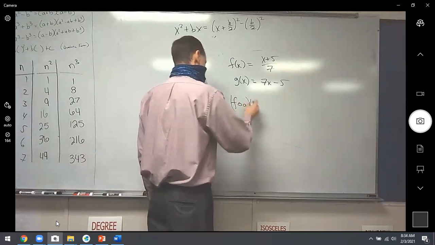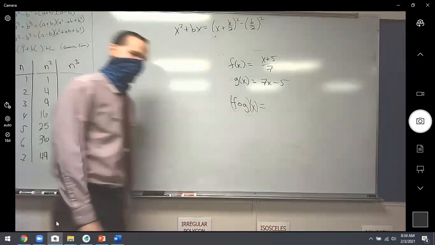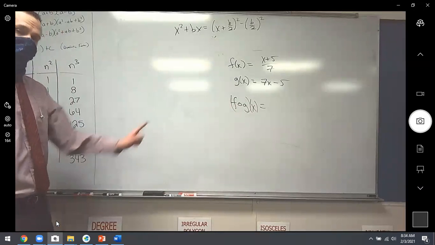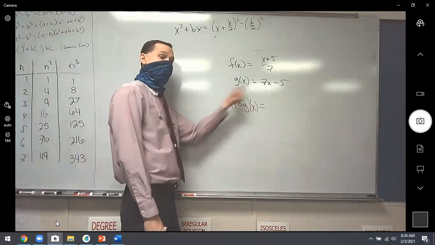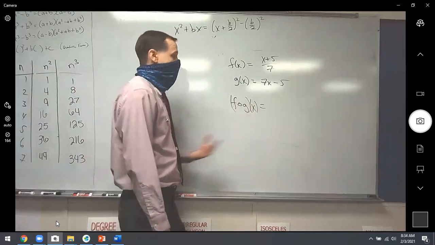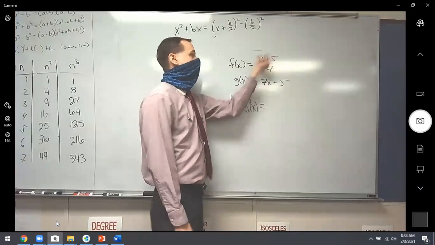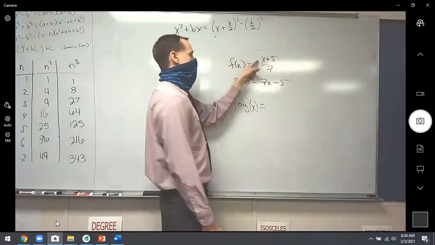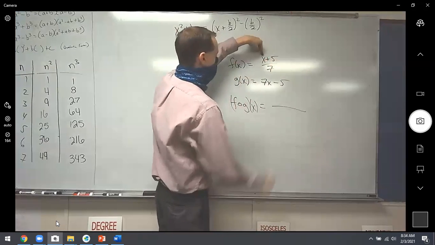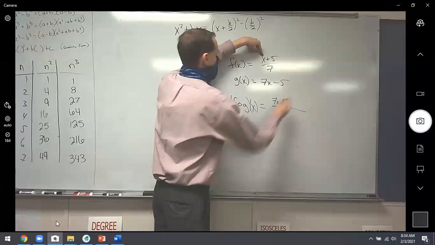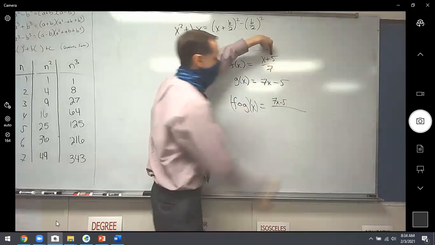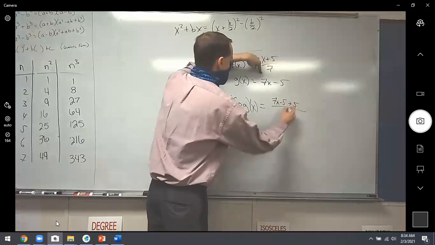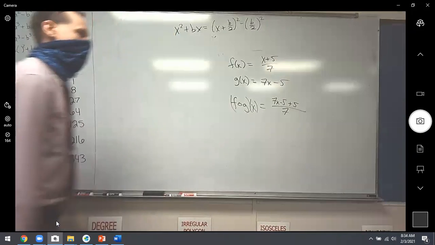Whatever the two functions' names are, I don't care, f, g, h, w, p, who cares? You compose them together and you see what you get. So in this case, this means I'm plugging g into f, right? So I'm going to take all of g and plug it in for x in the f equation. So that's going to be not x anymore, but 7x minus 5. Of course, still on top, you have a plus 5 and a divide by 7.